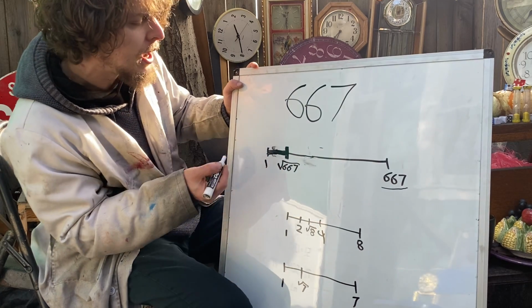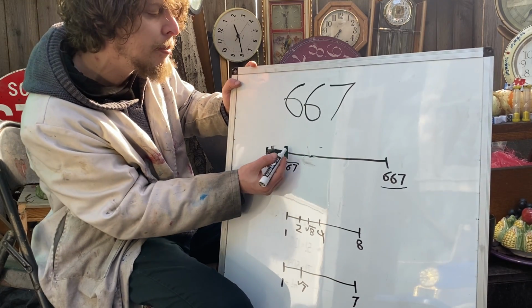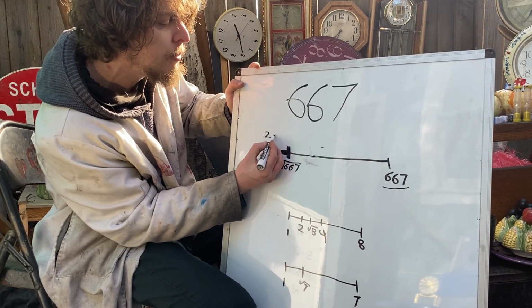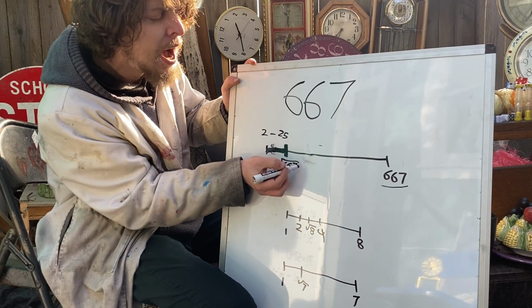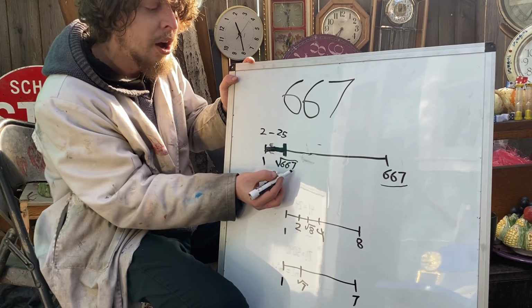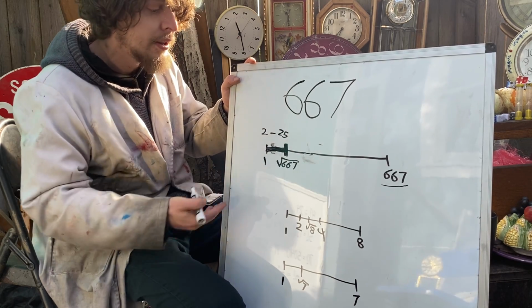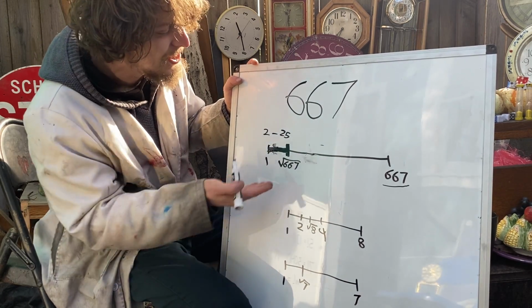What does that leave us? That leaves us all the numbers between 2 and 25, because this is slightly higher than 25, but not quite 26 when we take the square root of 667.